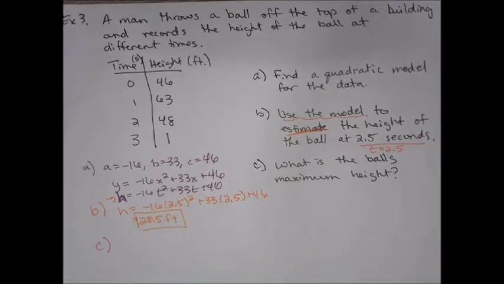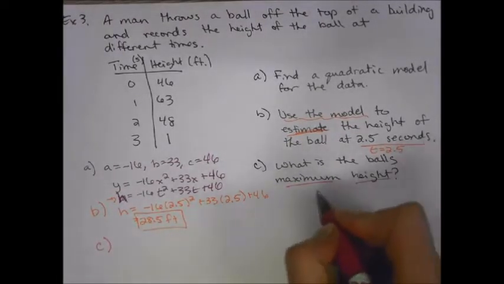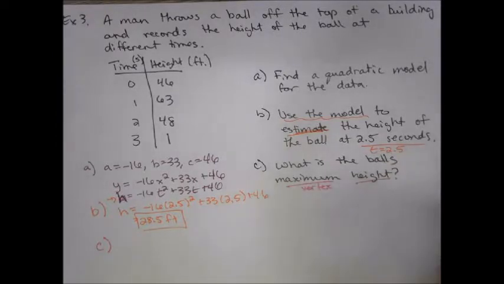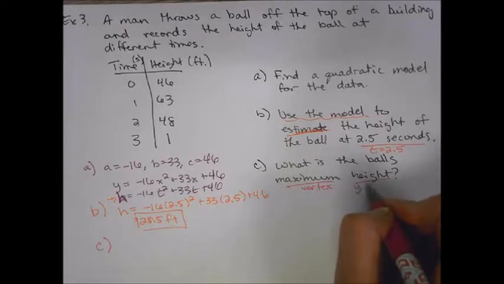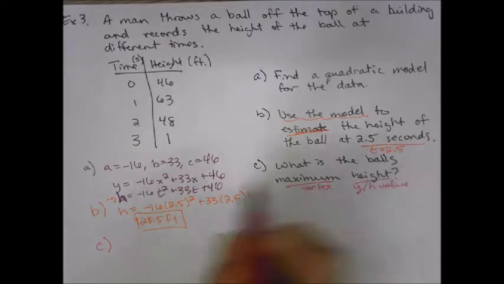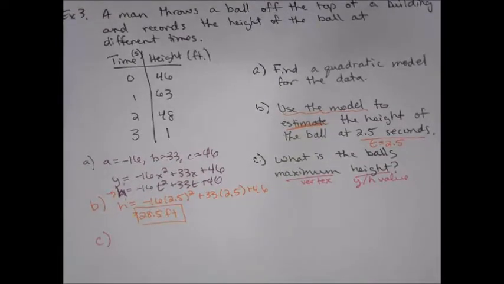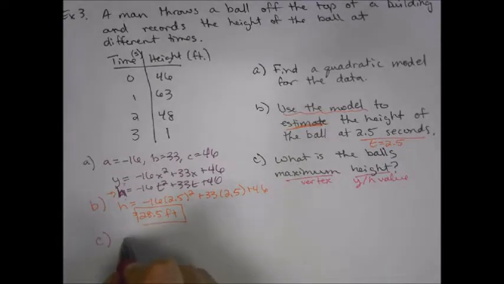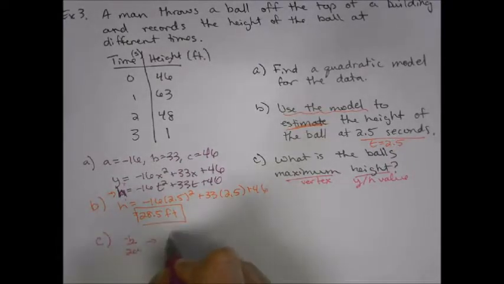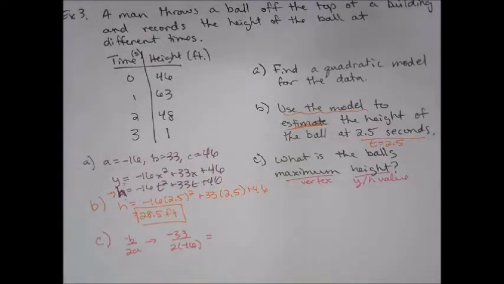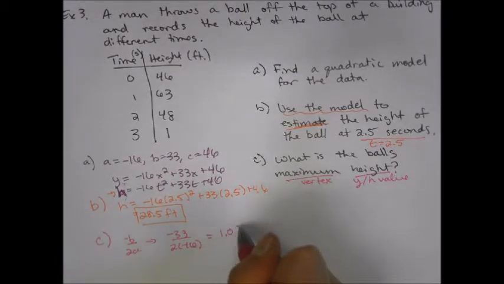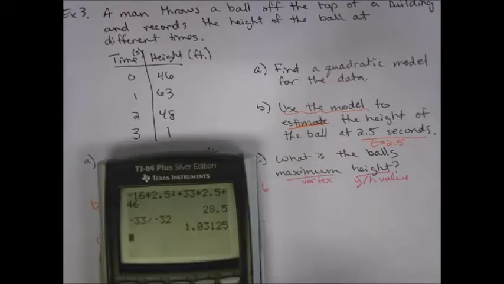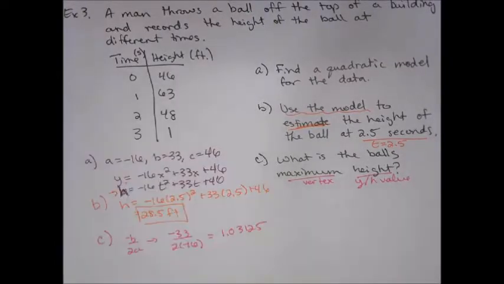Part C, we're going to find the maximum height. So maximum tells us vertex. Height tells us our y or our h value, depending on which one you're looking at. We're in standard form. We're going to use our negative b over 2a, negative 33 over 2 times negative 16. I got 1.03125. Since there's not an infinite number of digits, I'm just going to write all of them down. Now we can plug that in.